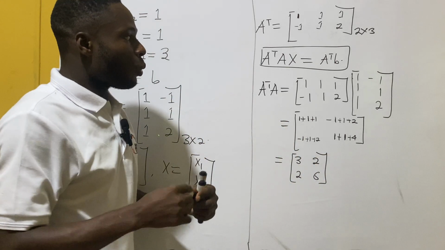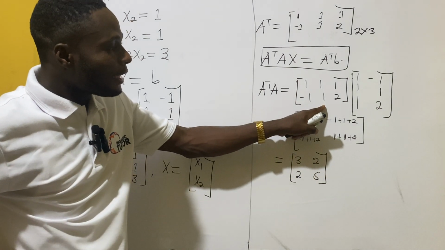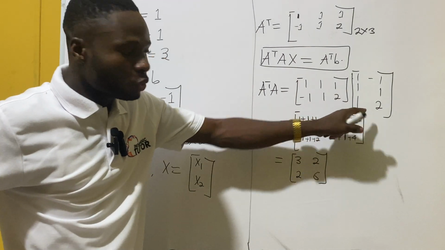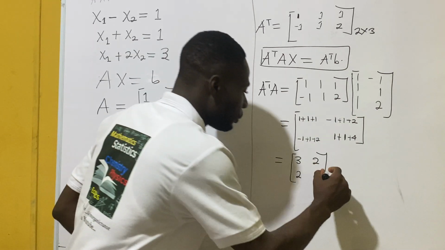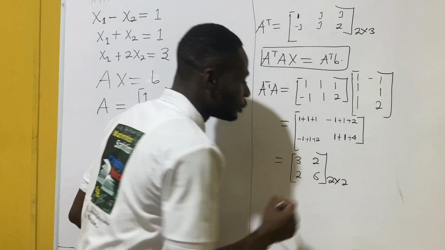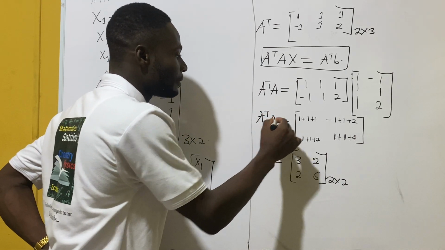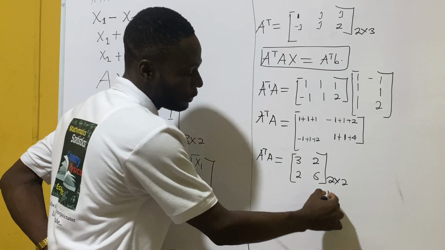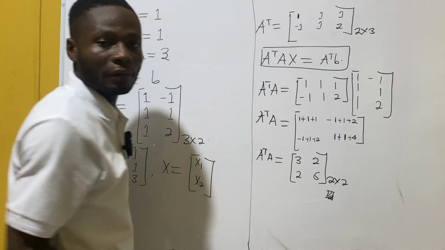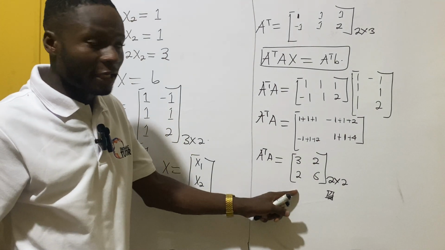So when we multiplied 2 by 3 and then 3 by 2, we have a 2 by 2 matrix, right? So we have a 2 by 2 matrix. So for A transpose times A, we are having this result, right? So this is the result of A transpose times A.